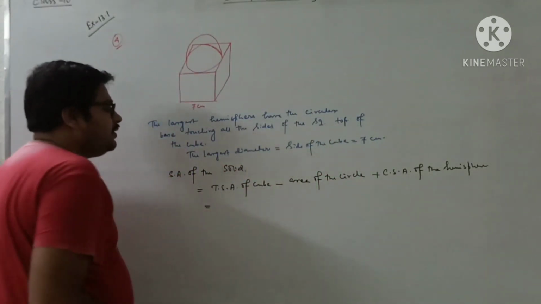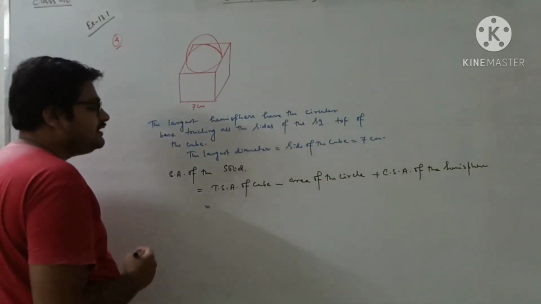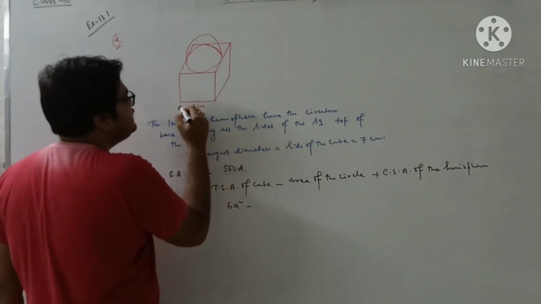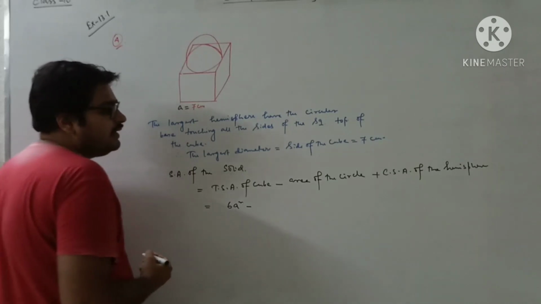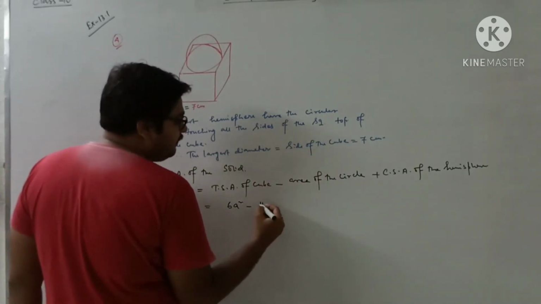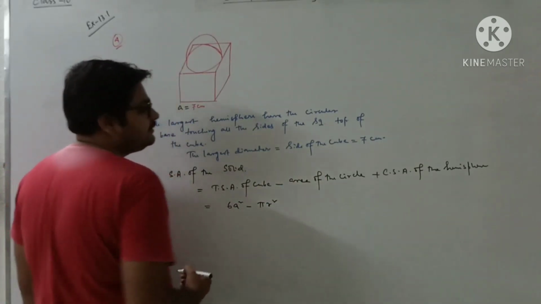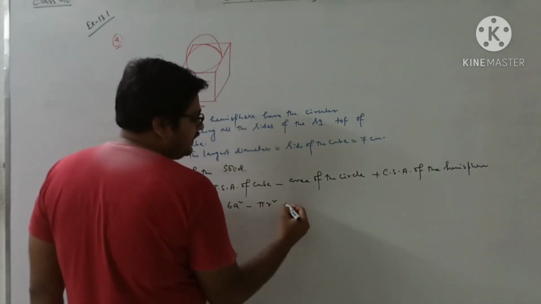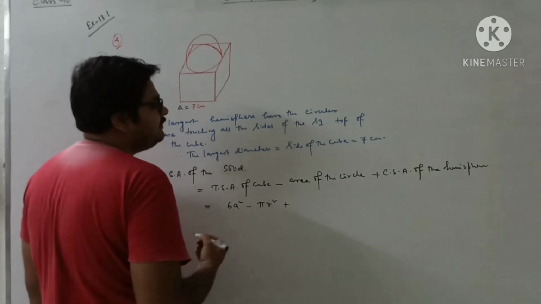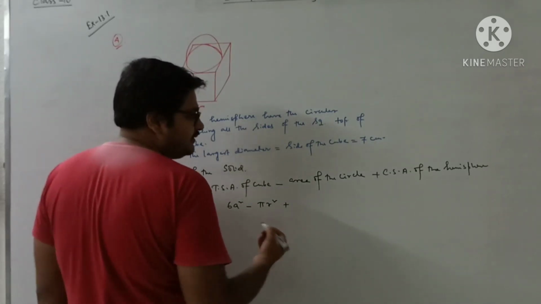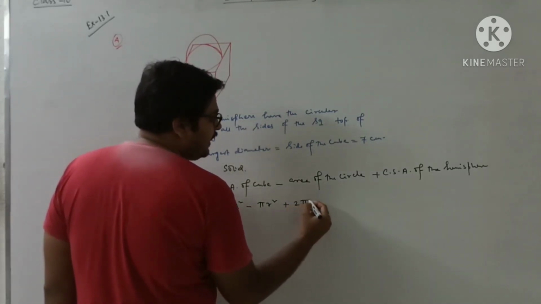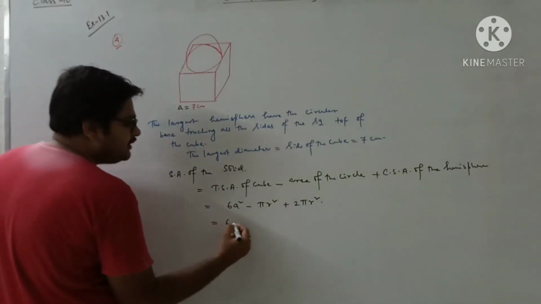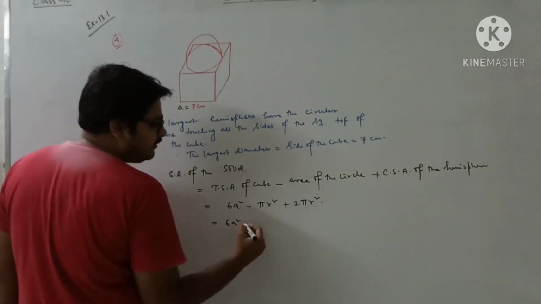Now, total surface area of the cube, what is the formula? 6a square. Here a is 7 cm. Area of the circle, what is the formula? Pi r square. R we have to find out. And curved surface area of the hemisphere, what is the formula? 2 pi r square. So we are getting 6a square plus pi r square.